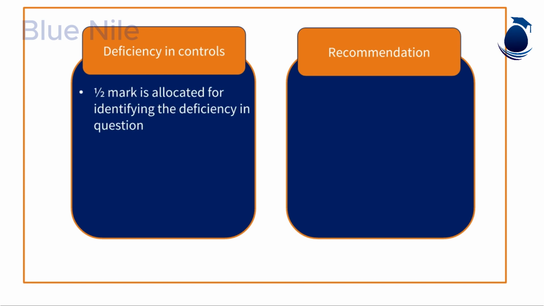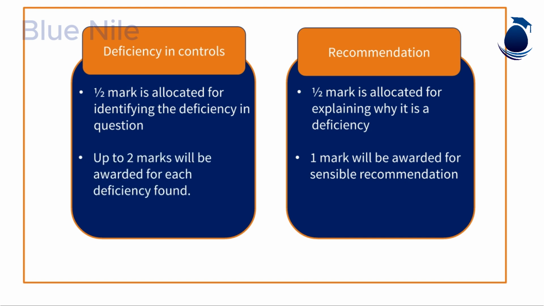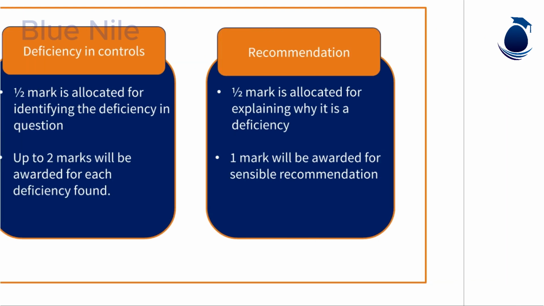Half a mark is allocated for identifying the deficiency in the question, and then a further half a mark is allocated for explaining why it is a deficiency. This can be explaining what impact it could have on the company if it is not improved. A further 1 mark will be awarded for a sensible recommendation to improve that area of the control system. Therefore, up to 2 marks will be awarded for each deficiency found. Now we have outlined the structure of the question, let's look at the first requirement.